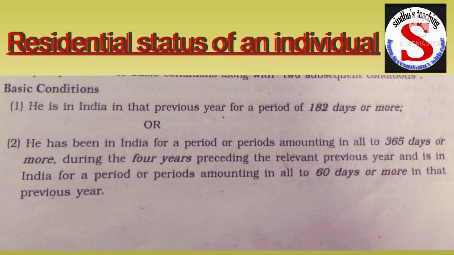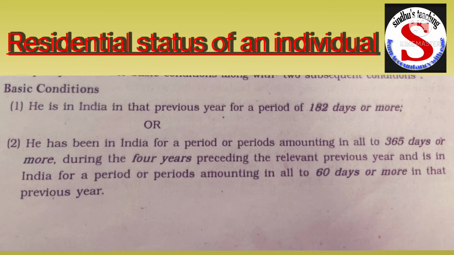Now let us see what is the condition for ordinarily resident. In order for an individual to be considered ordinarily resident, he has to fulfill any one of the basic conditions and the two subsequent conditions as well. That means if he has to be considered an ordinarily resident, any one of the basic conditions that we have studied earlier he has to fulfill, and along with that he has to fulfill the additional conditions, that is the subsequent conditions also.